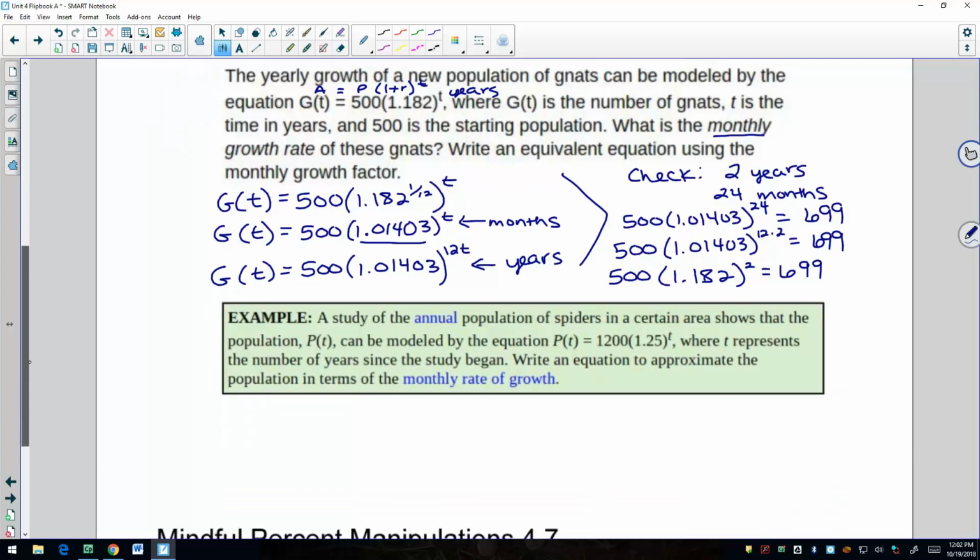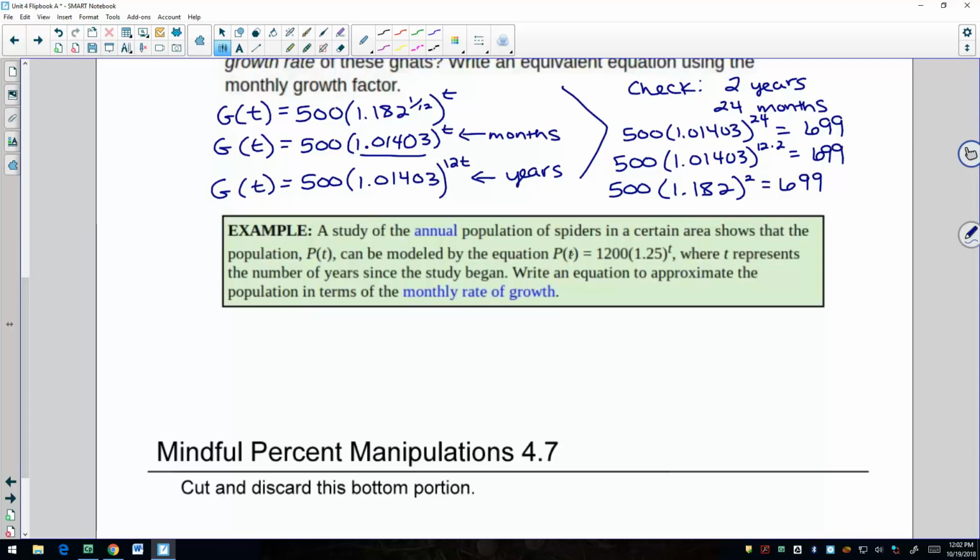All right, last question, really quickly. They want you to take this equation in years and write it in monthly growth rate. So I told you the trick is to simply take your growth rate and raise it to the 1/12th power, and then rewrite what that is. So use your calculator. So that's 1200 times 1.01877 to the t, and make a note that this is in months.